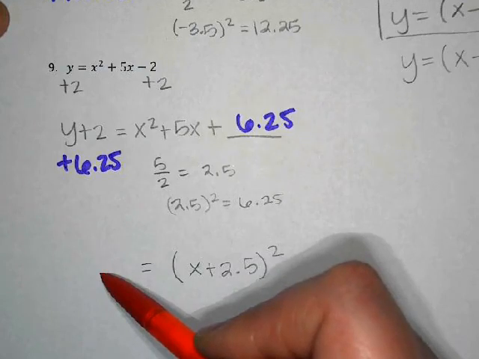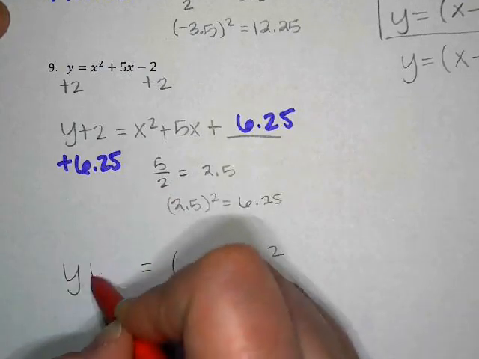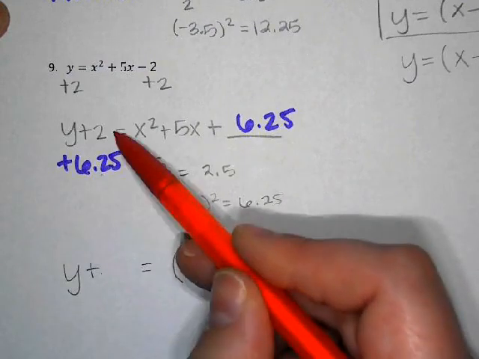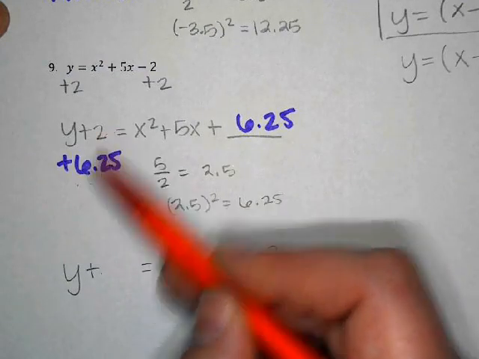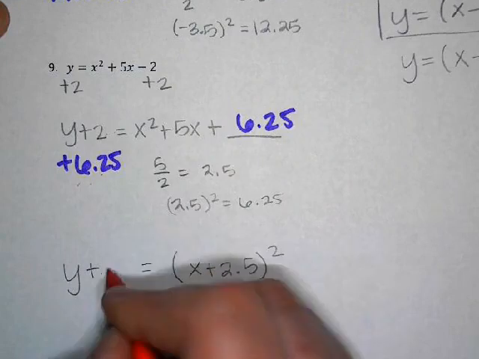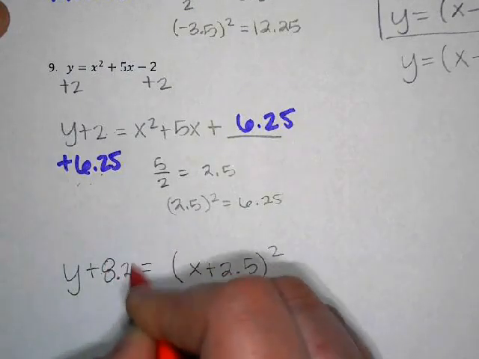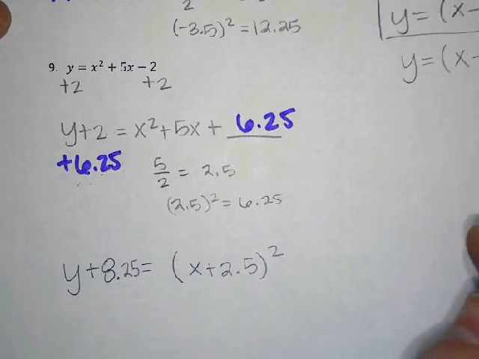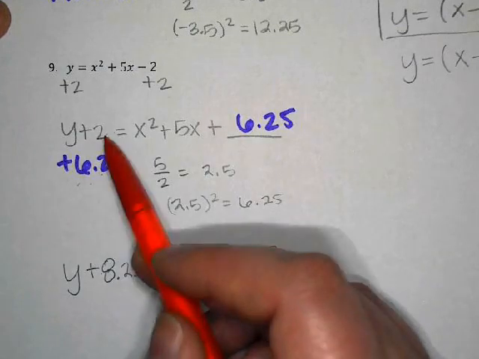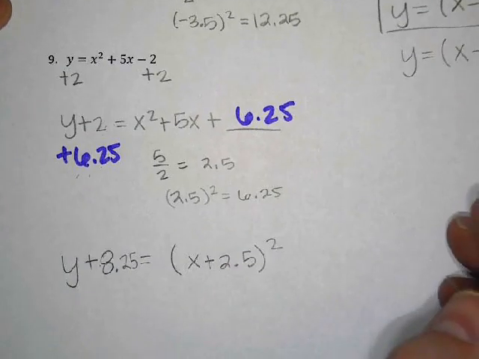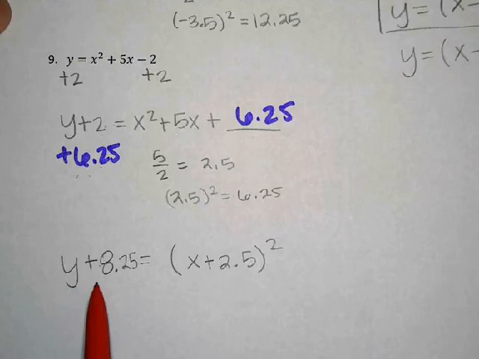y plus 8.25. Is that what we were saying? Okay. Yep. Because we have the 2 already. Okay. And then we have to get the y alone. Minus 8.25.